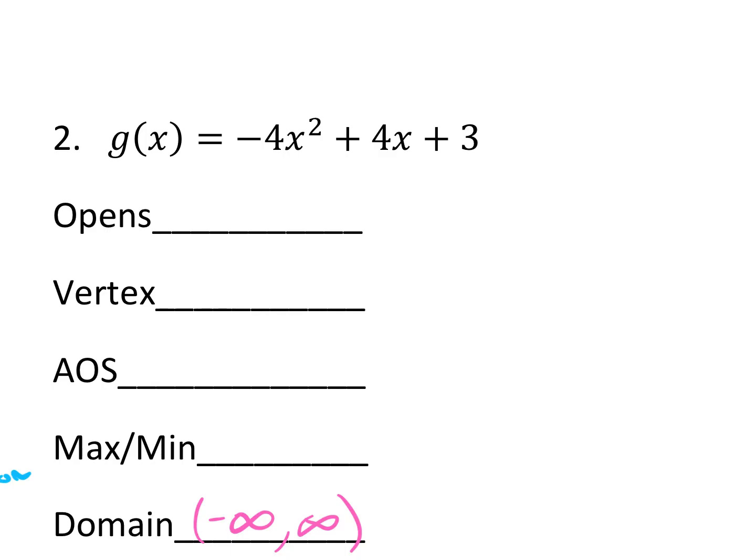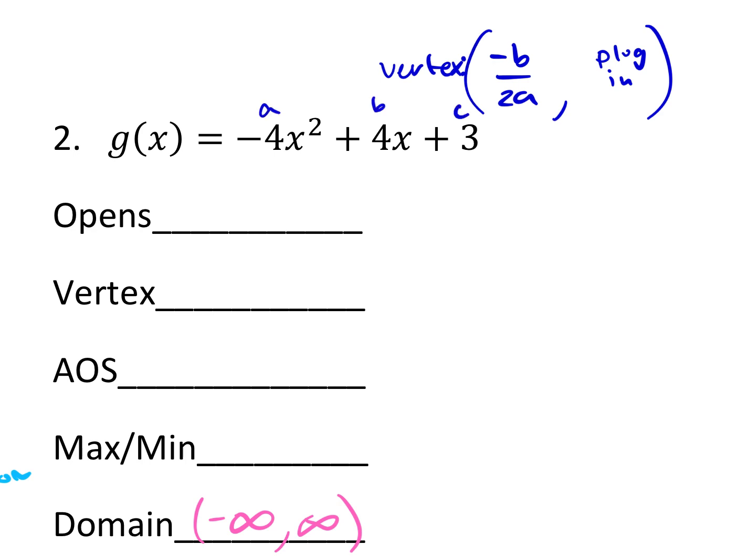All right, so number 2, when it's in standard form, we use our little formula negative b over 2a to find the first number in our vertex. To find the second number in the vertex, we plug in that number to find the other one. So let's find our vertex. So we have a, b, and c.